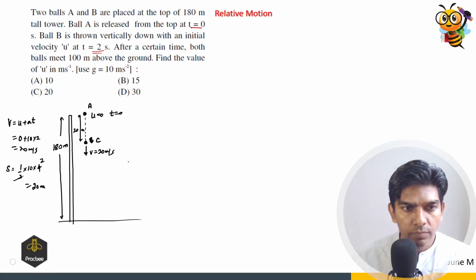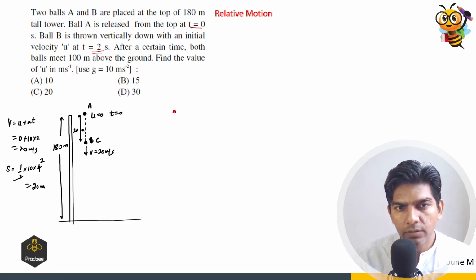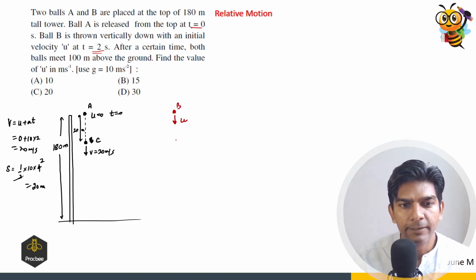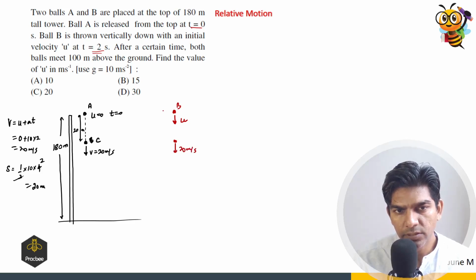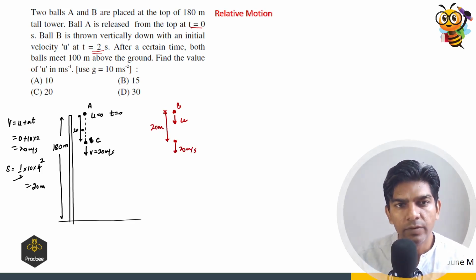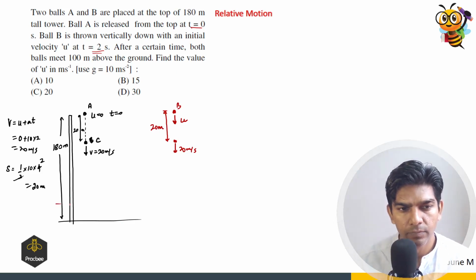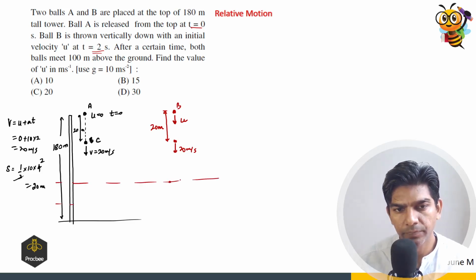Okay, right? So now we are throwing ball B with certain velocity u in the downward direction at t equals 2 seconds. And A has a velocity in the downward direction which is 20 meters per second, and the distance between them is 20 meters. So after certain time, both balls meet 100 meters above the ground. Suppose they are meeting at this particular point, 100 meters above ground.